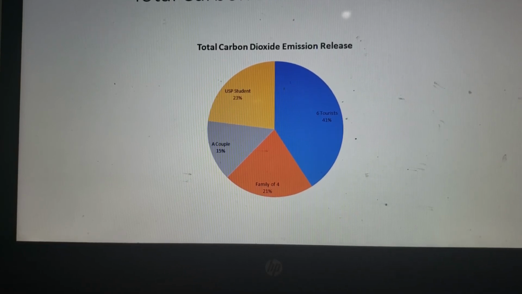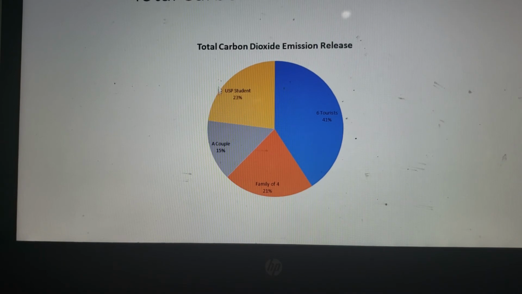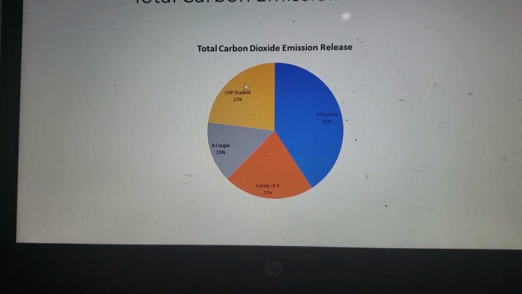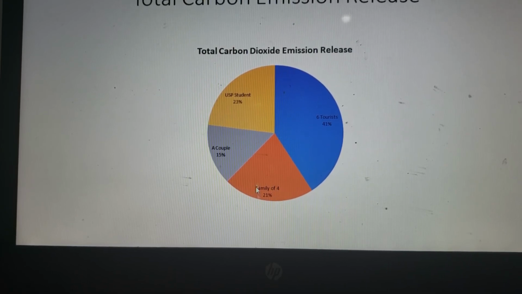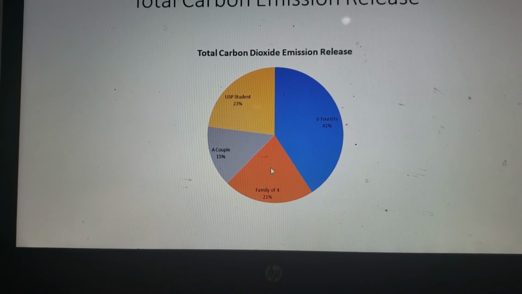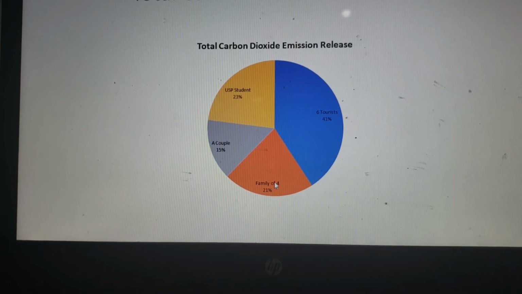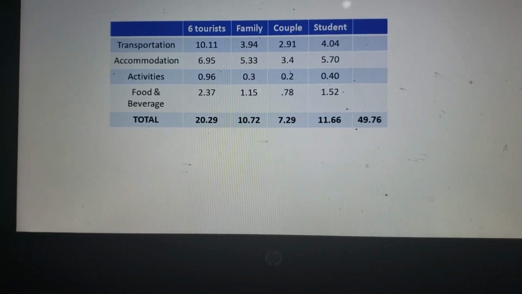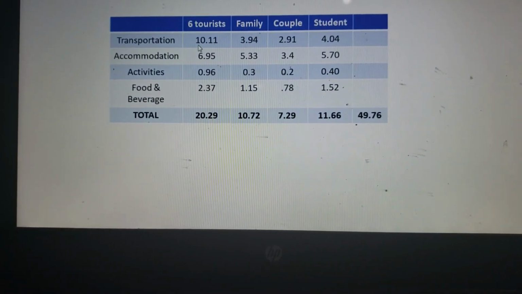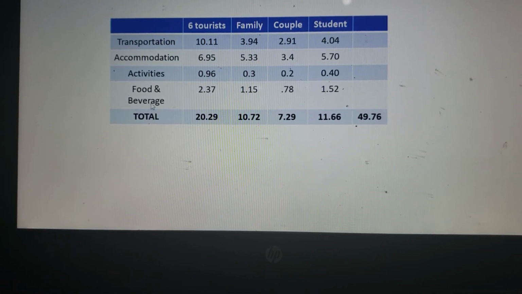As well as that, the student travels to Singapore to visit family, and he or she can tour wherever she can go. But the group of 4 have a certain target, which is the field trip, and they have a certain place to go, which is not much for them to travel around. As you can see, the table shows clearly the different amounts of emissions released by the transportation, accommodation, activity, and the food and beverage.